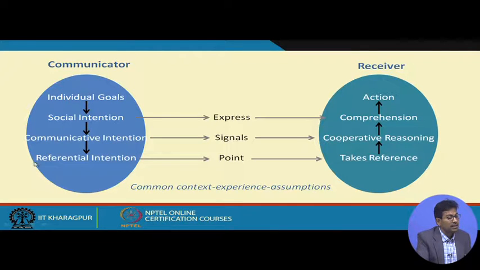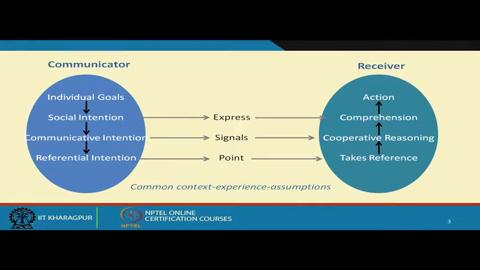And the last level is the referential intention, where you are referring to something, and that happens in terms of pointing or emphasizing certain things, and at the receiver's end the task is dealt with by taking reference of that. So, in other words, the receiver takes reference of what is being referred to by the communicator, then he utilizes his cooperative reasoning for understanding those references. Thereafter, he comprehends that using the social intentions as well, which have been expressed. So, that helps in comprehension, otherwise the comprehension won't work out.